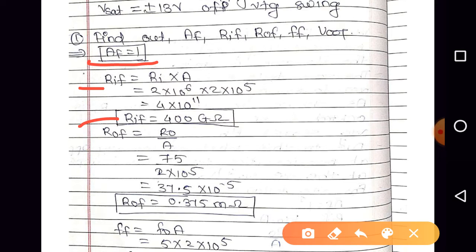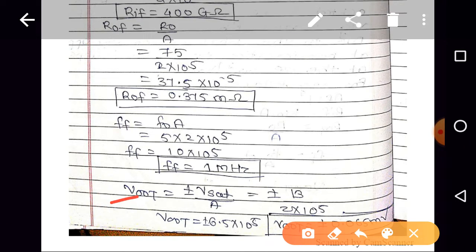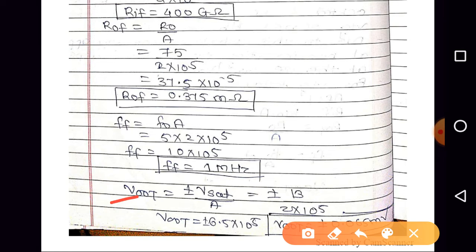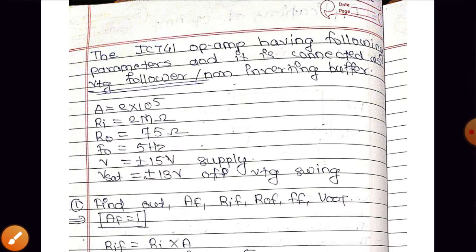In the same way, find out output resistance with feedback, bandwidth with feedback, and last one VOT. Here just you have to put the values and you will get all the parameters. Numericals based on the voltage follower may be asked in an exam. So remember all these parameters for the voltage follower.